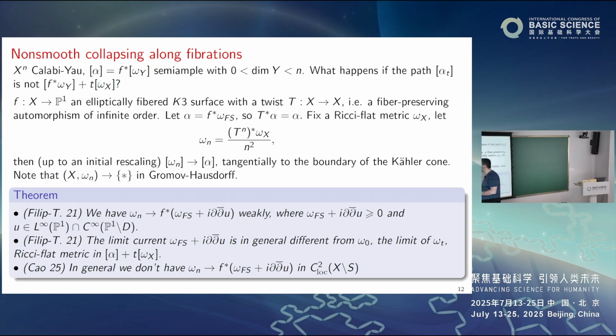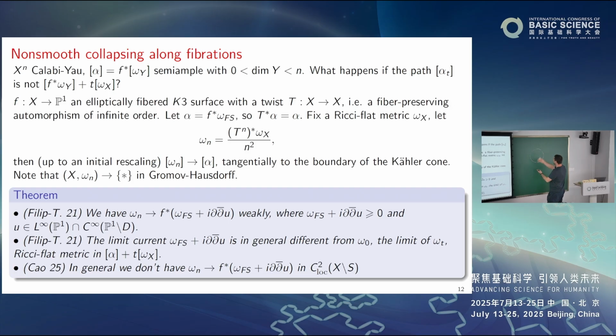It's doing something interesting. So if you do it n times and you pull back your Ricci flat metric, you divide by n squared. So now instead of a path, this is a sequence, but that's not important. This sequence can be fit into a path if you want. You can also study the path. This sequence here, one can prove that up to some initial scaling, it converges to this alpha, but not along a segment. It converges tangentially to the boundary, so some kind of picture like this.